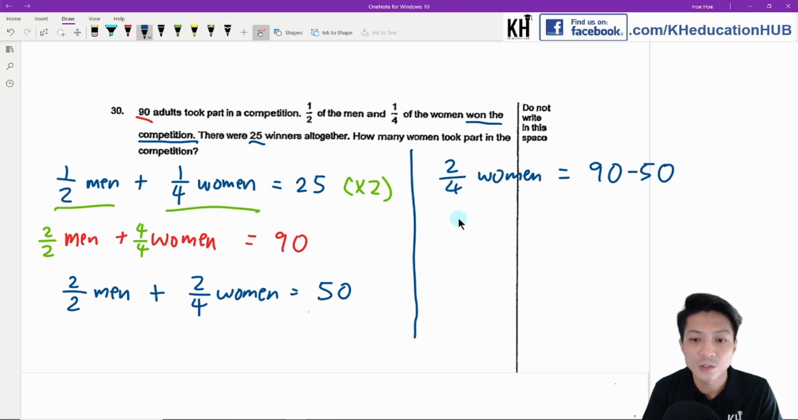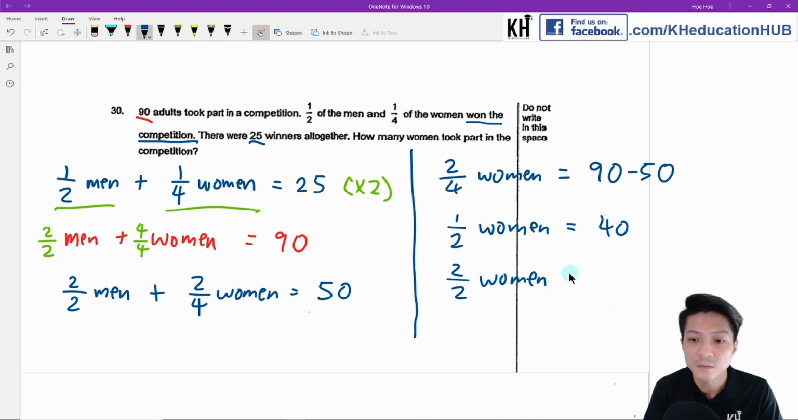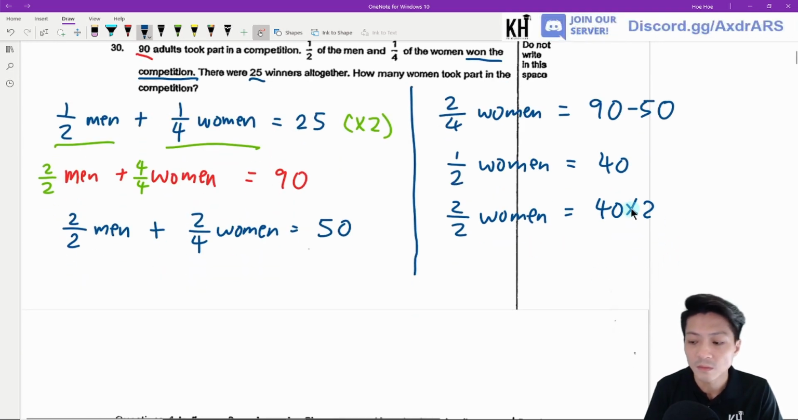Okay, let's change this to the simplest form, which means that half of the women is basically equal to 40. The question is asking you to find how many women took part in the competition. So 2 out of 2 women will be equal to 40 times 2, which is equal to 80. So 80 will be the answer.